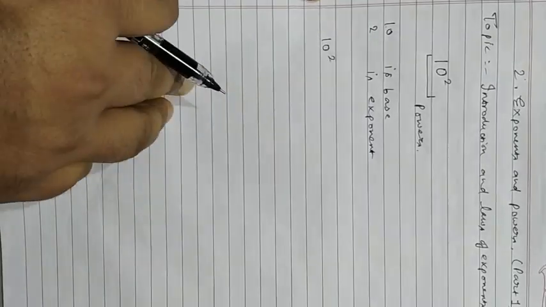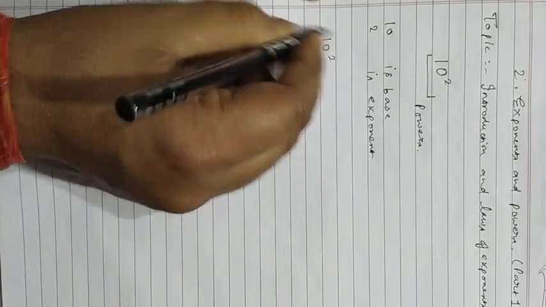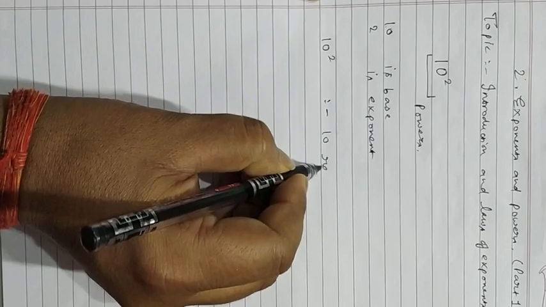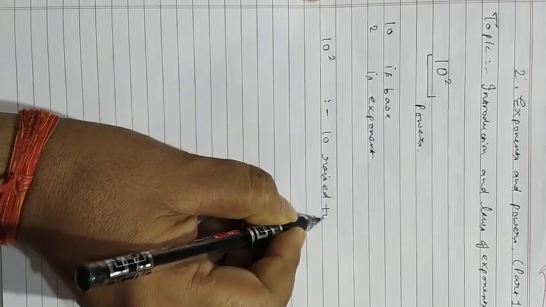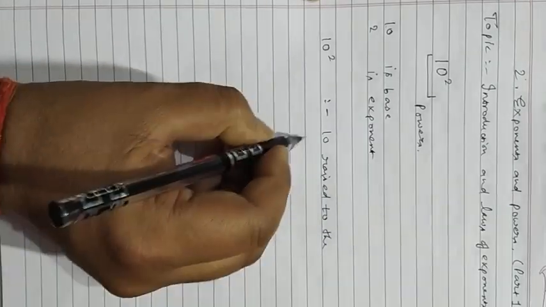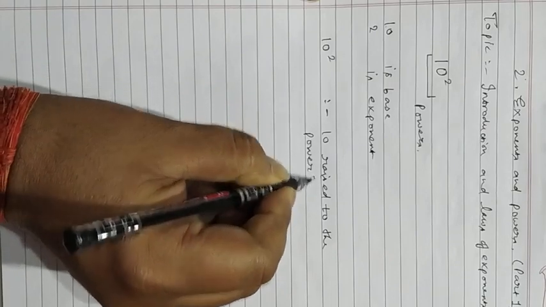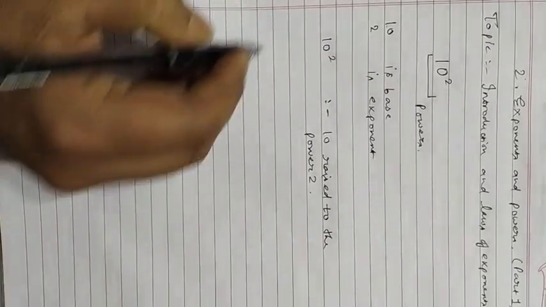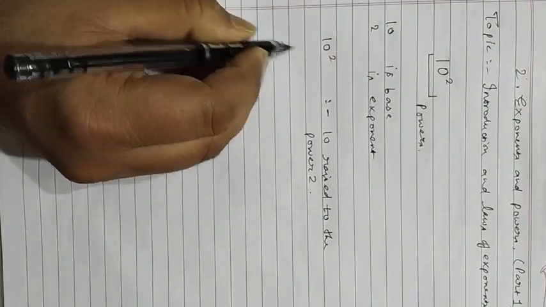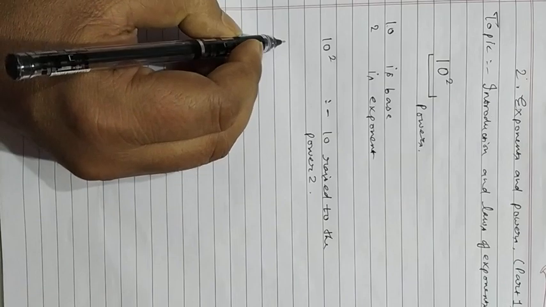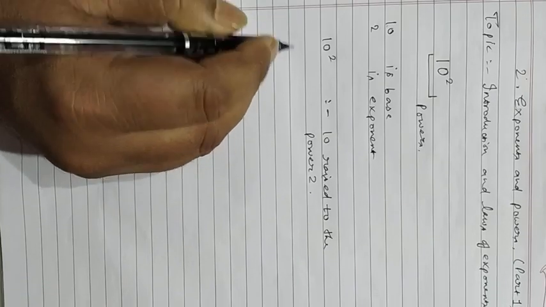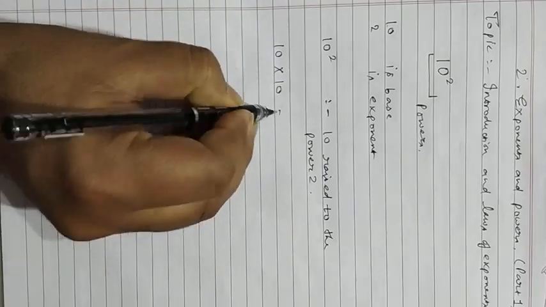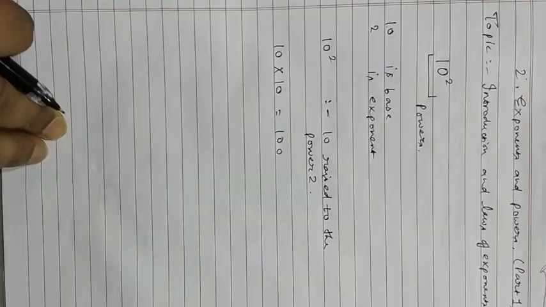Students, 10 raised to power 2, we call this expression 10 raised to the power 2. And this expression is solved like this. 10 raised to power 2 means the base has to be multiplied by itself 2 times. So 10 into 10 gives you 100.